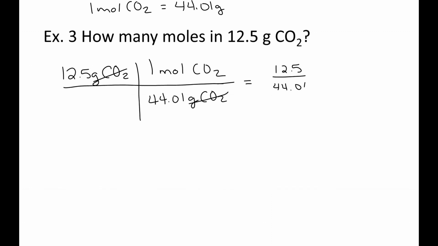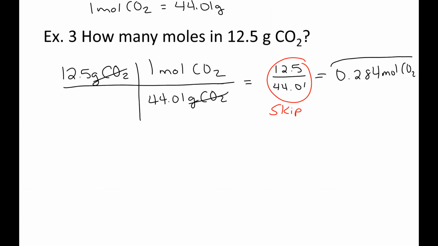So now I have 12.5 divided by 44.01. By the way, you don't have to do this middle step. I'm just doing it for those of you that really need to see the multiplication or the division. But if you just want to put in your calculator 12.5 divided by 44.01, okay, you can skip this step. You don't have to put that one in there. Okay, so 12.5 divided by 44.01 is 0.284 moles of CO2. Okay? Okay, let's go on to the next one.